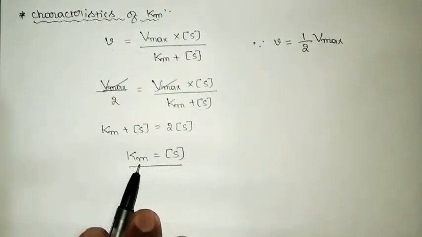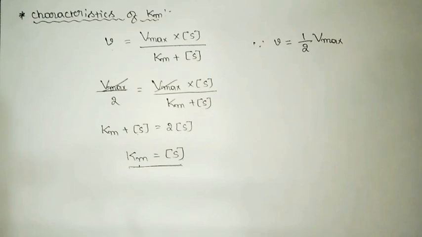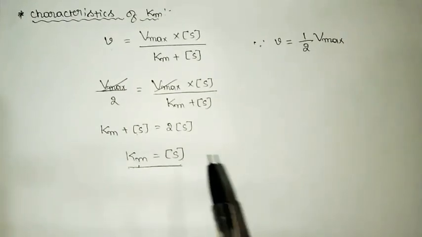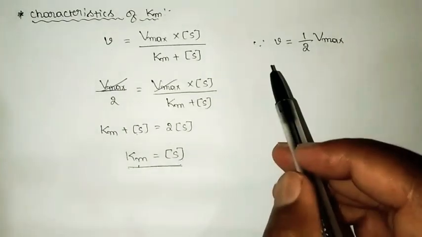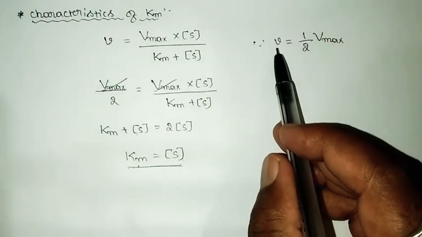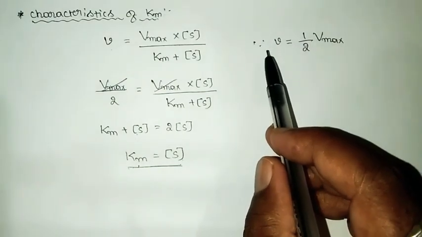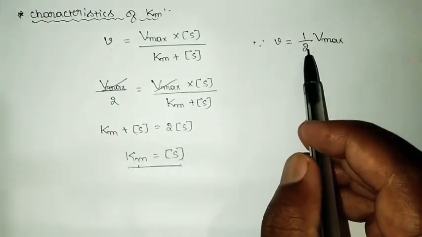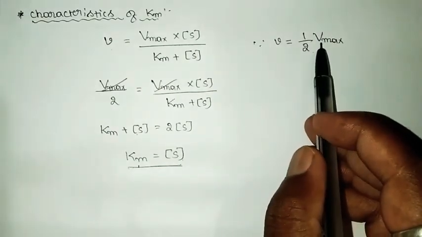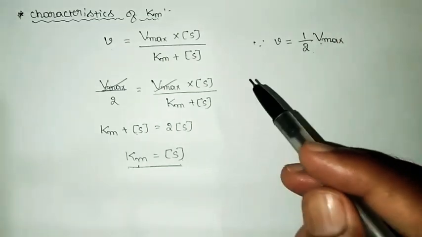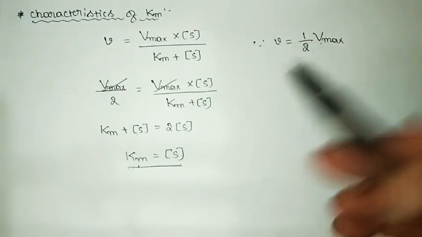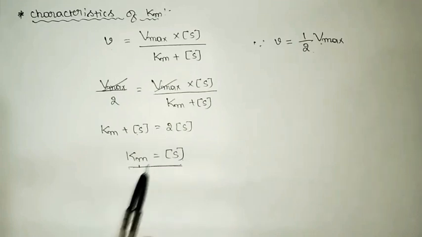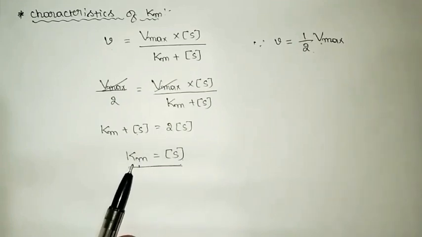So the Michaelis Menten constant is equal to the substrate concentration when the velocity of the enzyme catalyzed reaction is exactly half of the maximum possible velocity for that particular enzyme. By this way we can state the exact meaning of the constant, that is the Michaelis Menten constant.